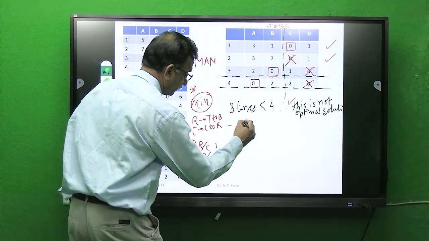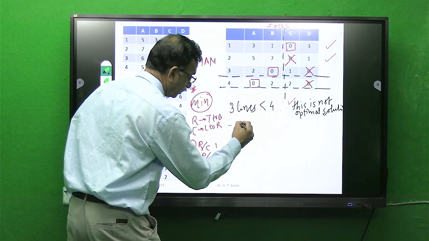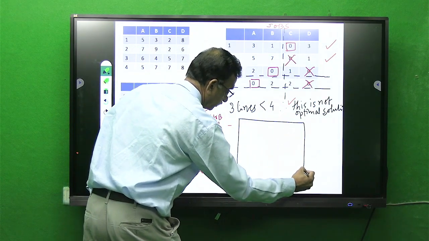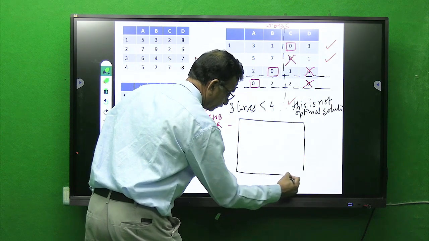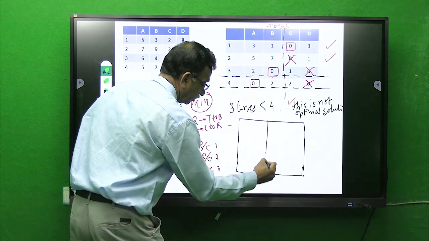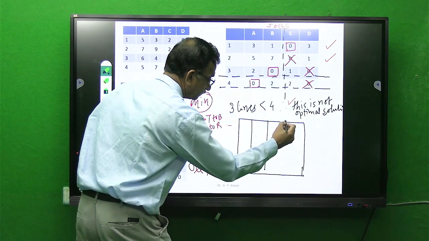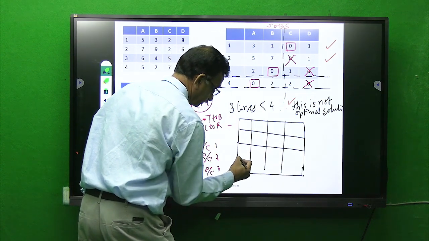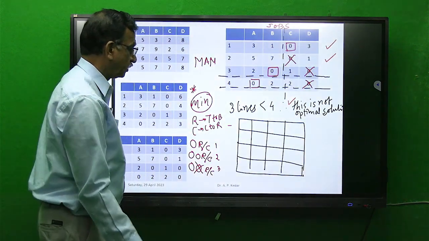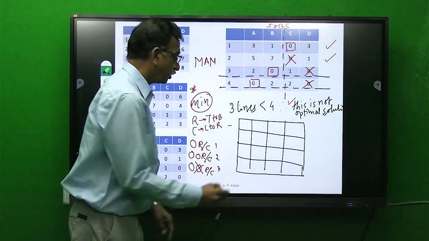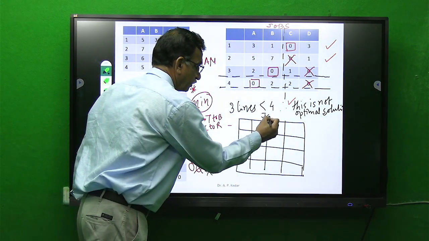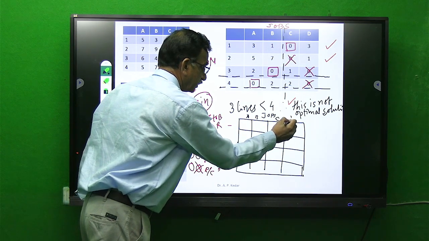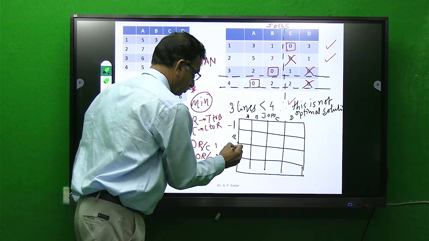Let us see. Again what I will do, I will draw a 4 by 4 matrix. This is the 4 by 4 matrix. We know these are the jobs. These are jobs A, B, C, D. Man 1, 2, 3, 4.